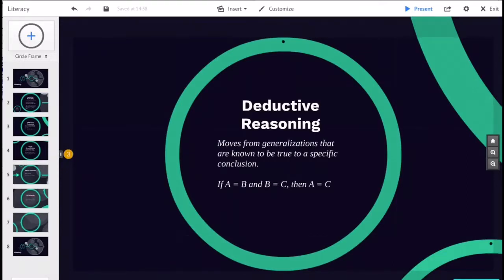Deductive reasoning moves from generalized principles that are known to be true to a specific conclusion. So the most common one that we see from mathematics is if A equals B and B equals C, then A equals C. Another very similar one, since all humans are mortal and I am a human, then I am mortal.